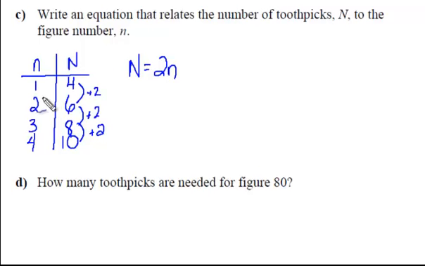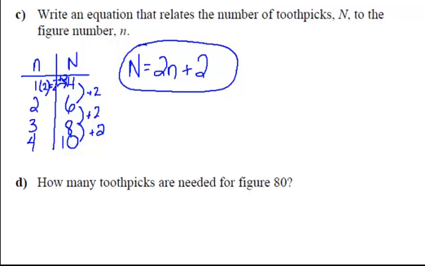Now we have to figure out what we have to add. So 1 times 2 is 2. And to get to 4, I had to add 2. So add 2 here. Make sure this works. 2 times 2 is 4, plus 2 equals 6. 3 times 2 is 6, plus 2 equals 8, and 4 times 2 is 8, plus 2 equals 10. So it does work. So that would be an equation that would represent.